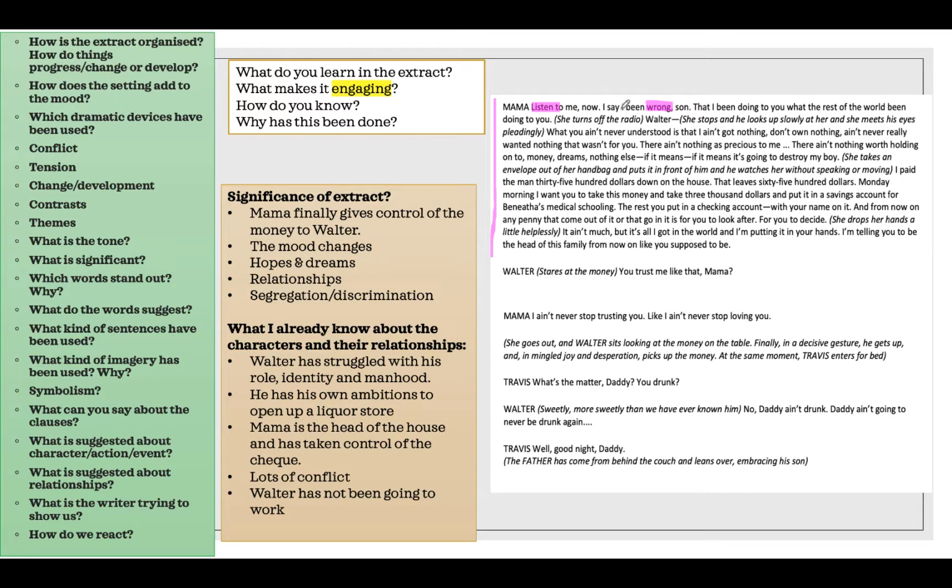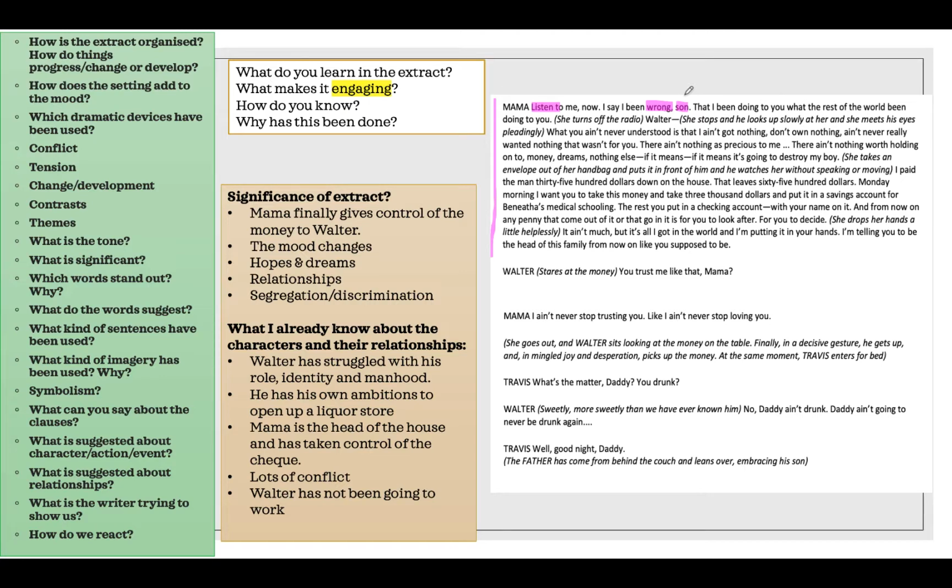So she says, "listen to me now, I say I've been wrong, son." And we have this word again, so it shows more of an intimate relationship here. And remember that as an audience to watch this, think about the relationship that you're being allowed to see here, this intimate relationship that we have between mother and son.